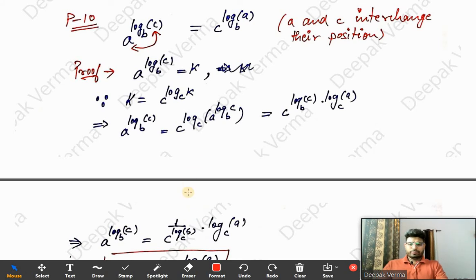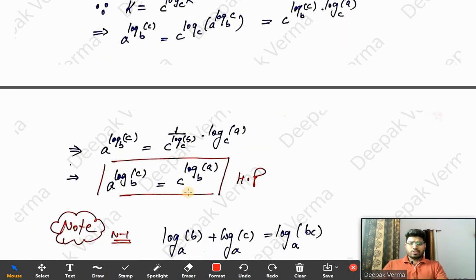Now, by base changing theorem, we can write this like c to the power 1 over, this will get interchanged, b and c, and will get reciprocal also. So 1 over log b base c by base changing theorem. If you remember, we just read earlier in this chapter. Now log a base c is in its place as it is.